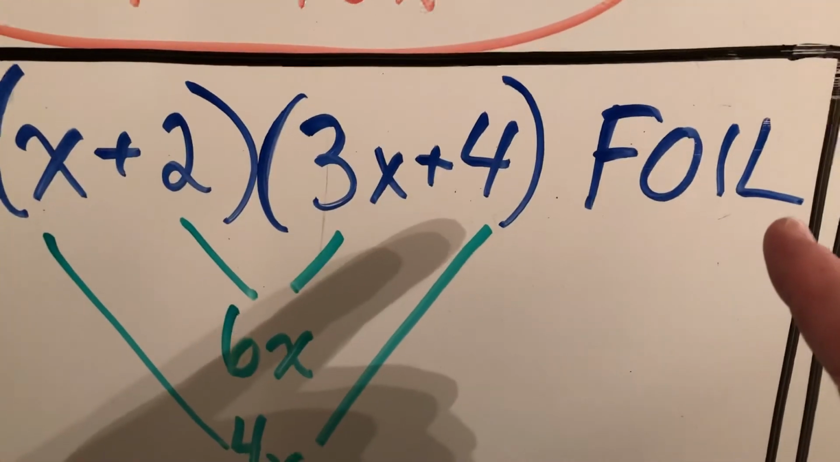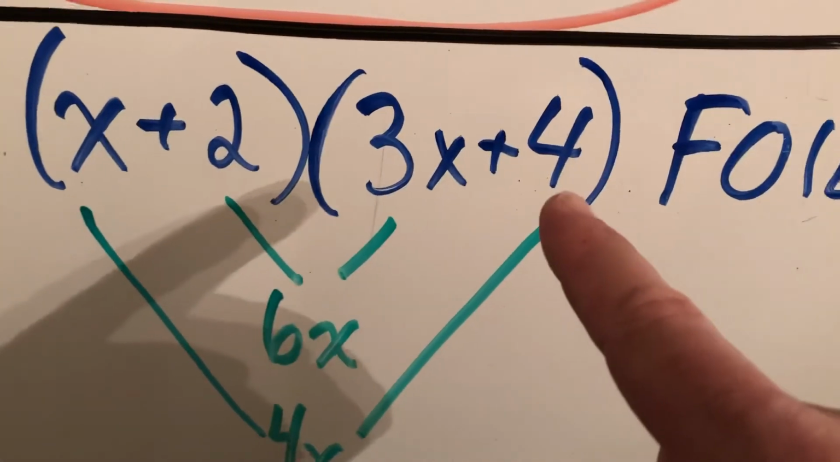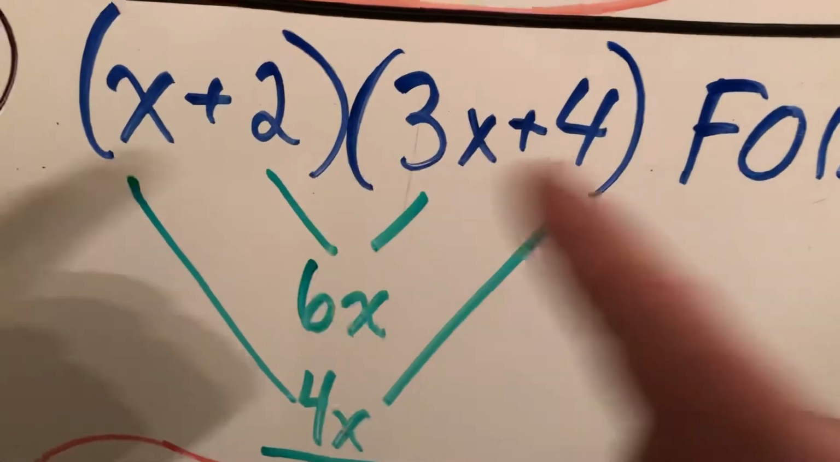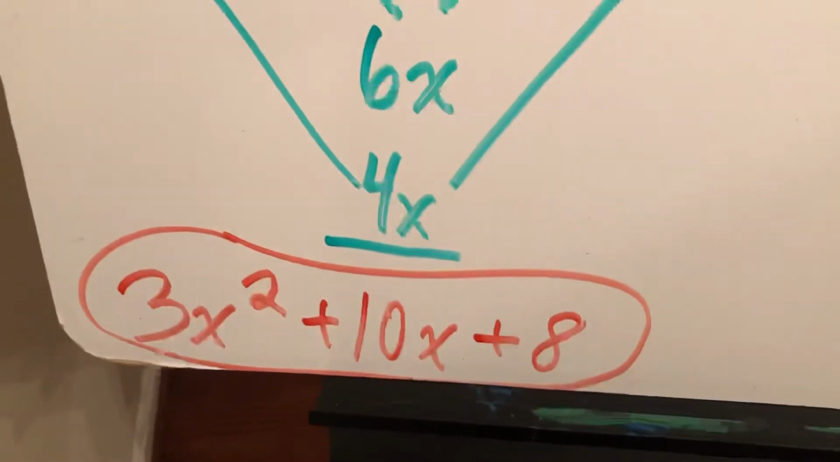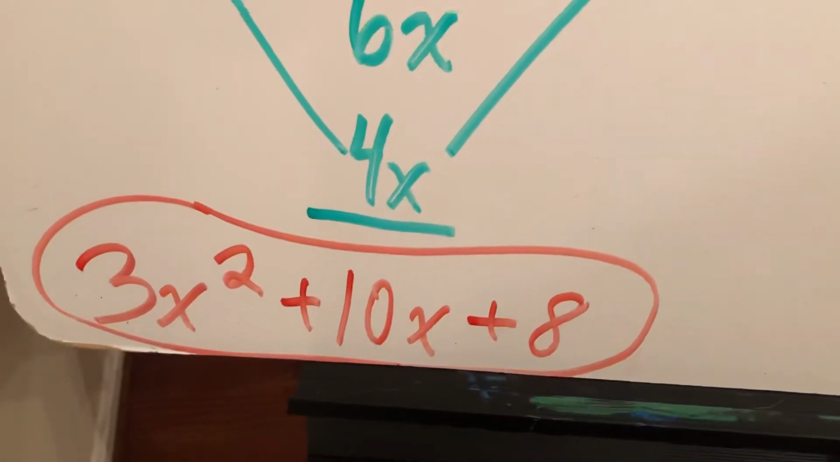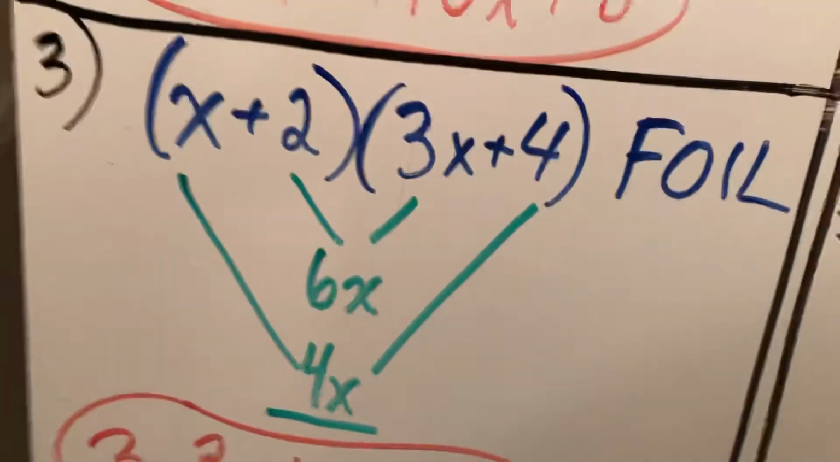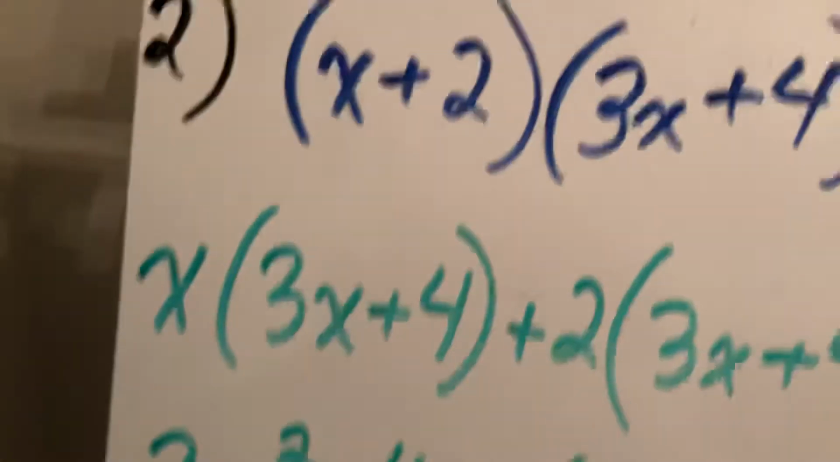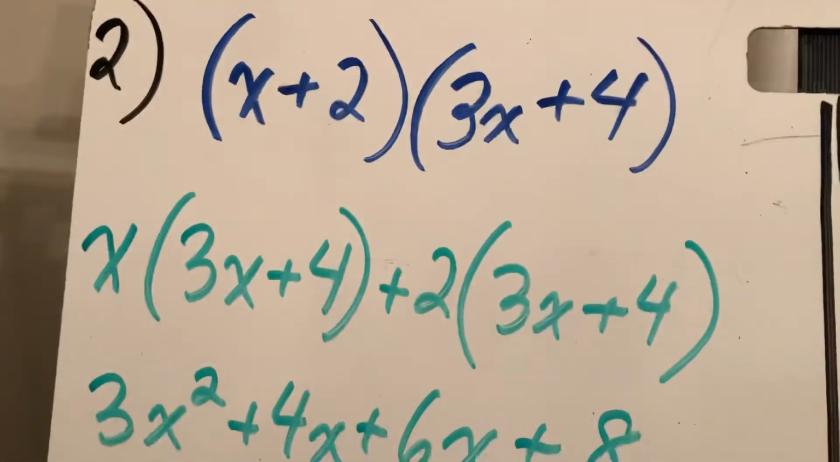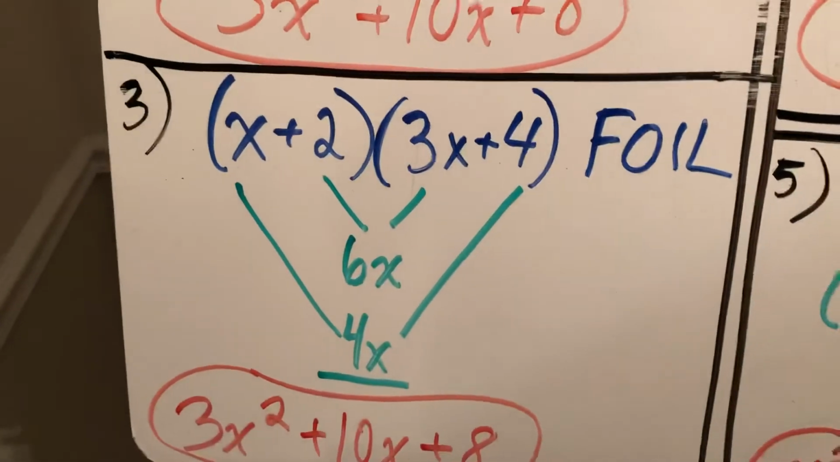L. Last. What's the last term here? 2. What's the last term here? 4. What's 2 times 4? 8. 3x squared plus 10x plus 8. I would like you to get comfortable using this method over this method. This method to me is a pain. This method is cleaner, in my opinion.